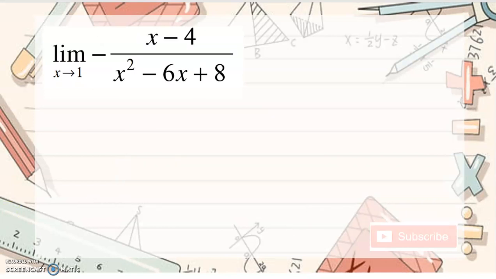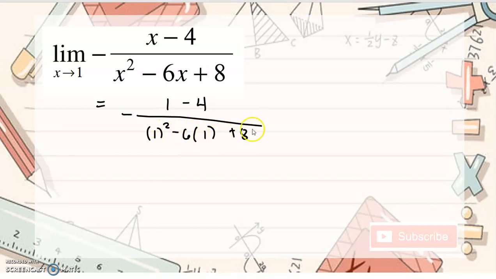For your example number 3, we would like to find out what is the limit of negative x minus 4 over x squared minus 6x plus 8 as x approaches positive 1. So let's just substitute positive 1 to all the values of x's. So this would be equal to negative 1 minus 4 over 1 squared minus 6 times 1 plus 8. So let us simplify. This would be equal to negative 1 minus 4 is negative 3 over, then this would be positive 1 minus 6 plus 8.